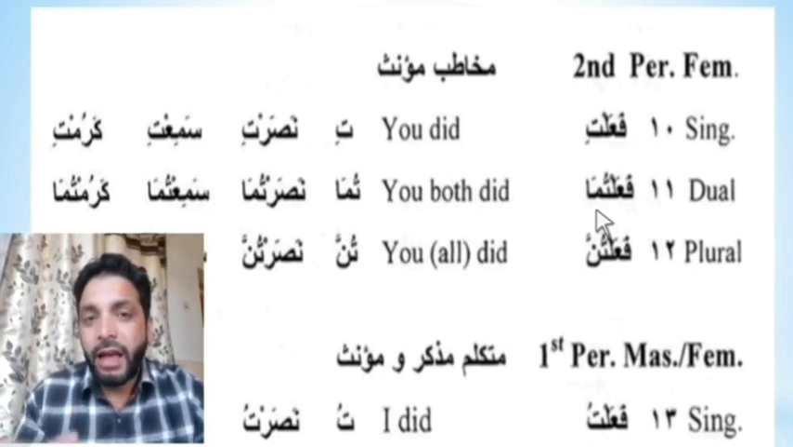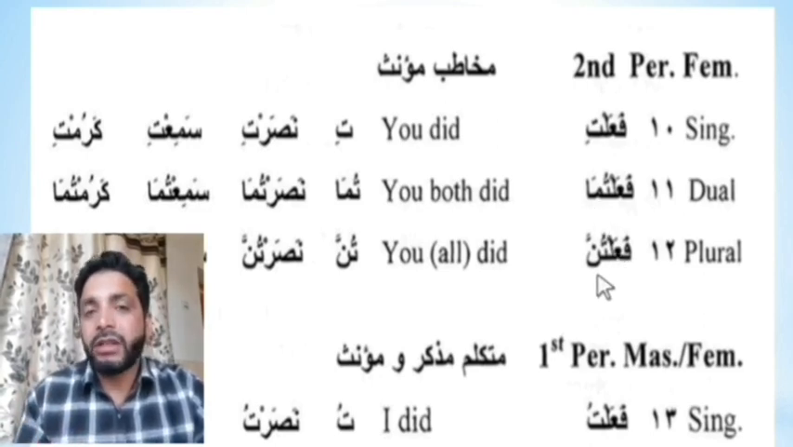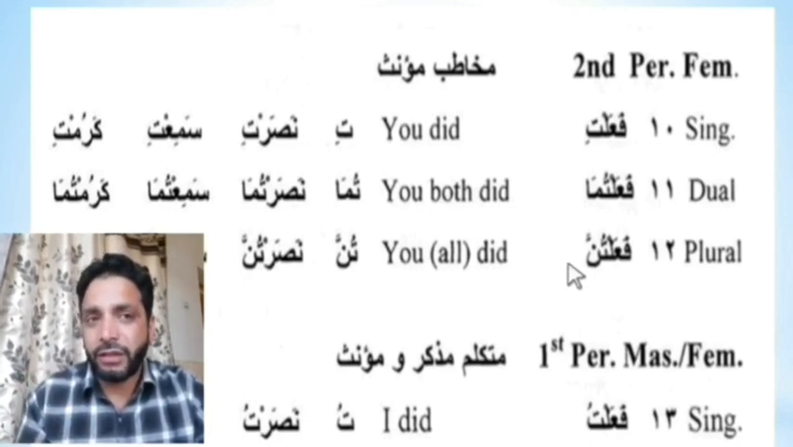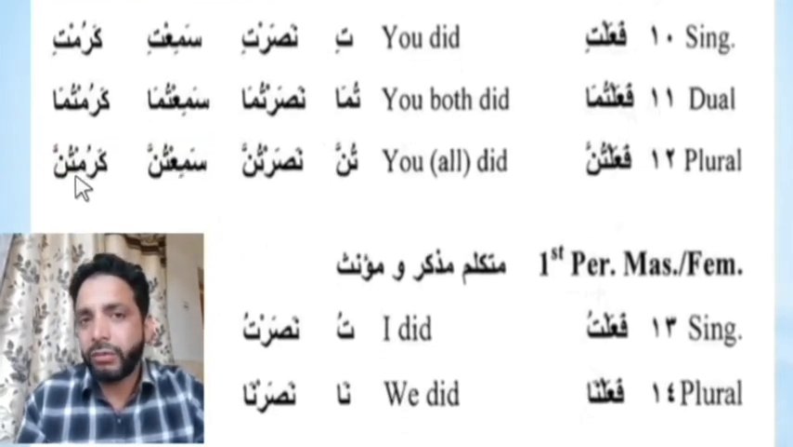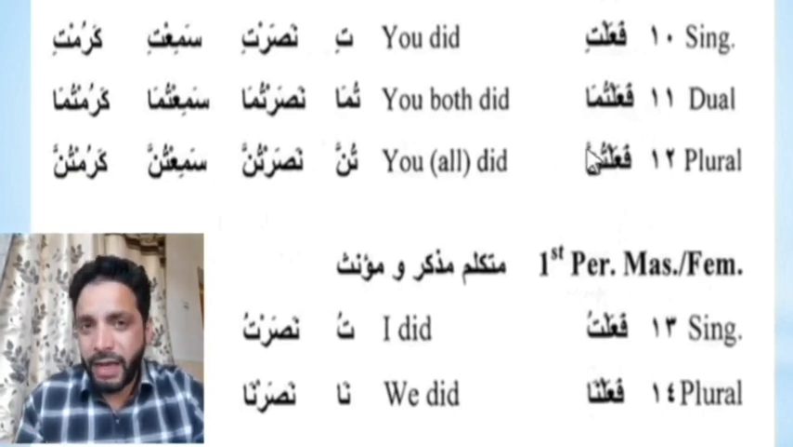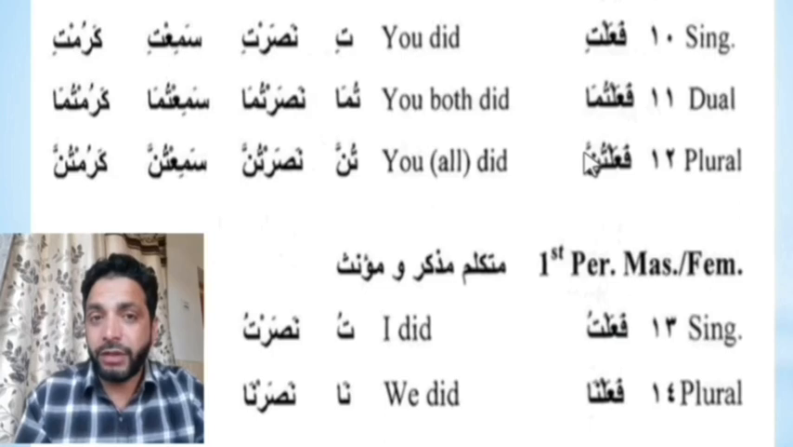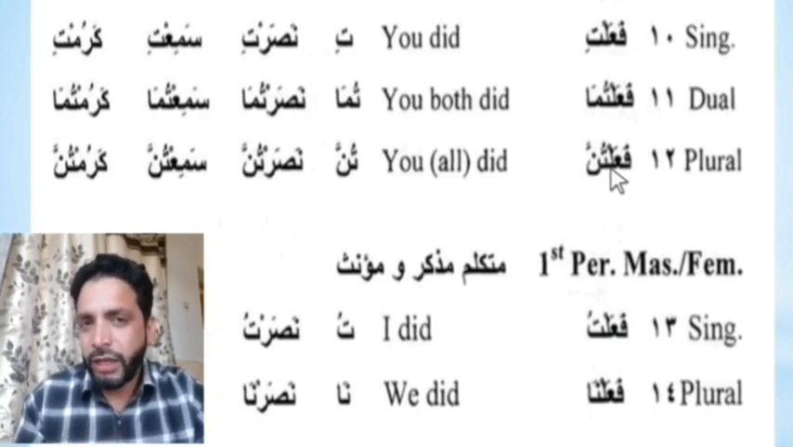Al-musanna, al-mu'annas, al-mukhatab. Fa'altunna is used for al-jama, al-mu'annas, al-mukhatab. Plural, feminine, second person. So fa'altunna means you all did. We added tunna at the end of the fa'ala, it became fa'altunna. And the examples are nasartunna, sami'atunna, qarumtunna. So all the three are used for feminine but second person. And the first one is used for singulars, fa'altuma for dual, and fa'altunna for more than two.